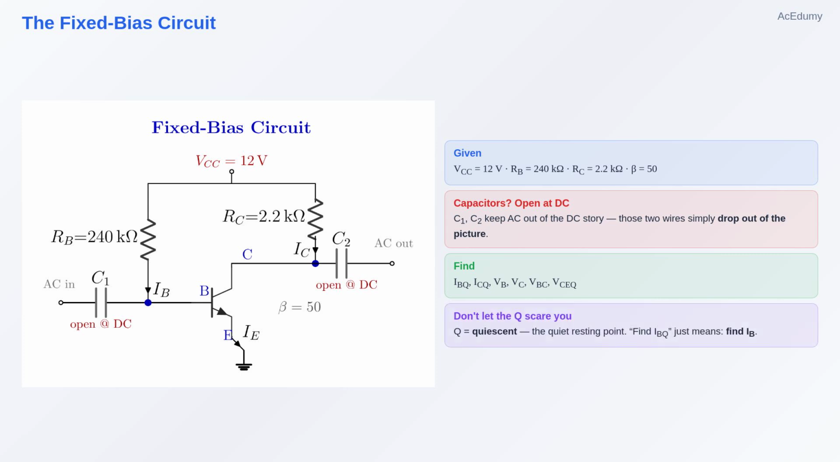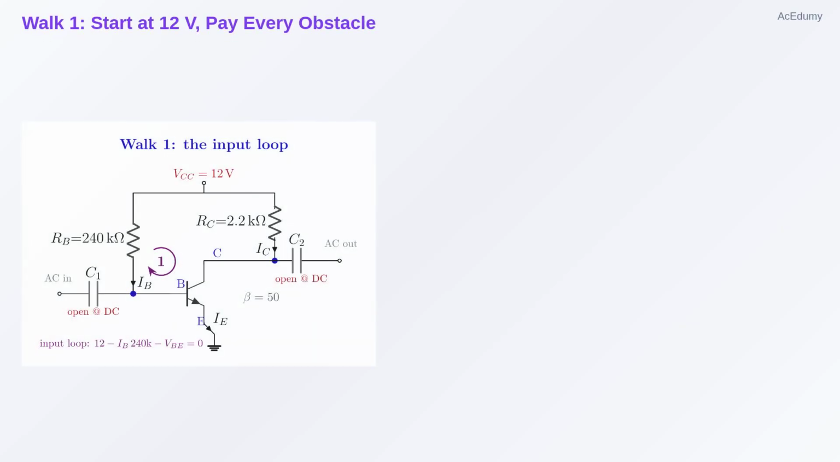Now, do not let the Q scare you. Q stands for quiescent, the quiet resting point. It just means the DC operating value. Find I sub BQ simply means find I sub B. For a circuit like this, we really have one tool, Kirchhoff's voltage law. But let me teach you how to walk it, because this is where most people struggle.